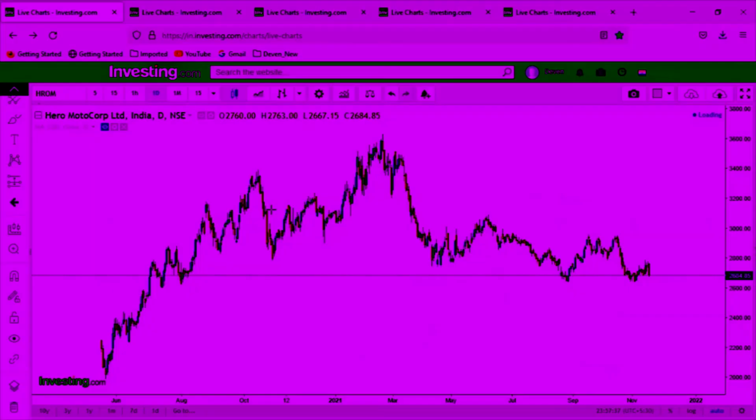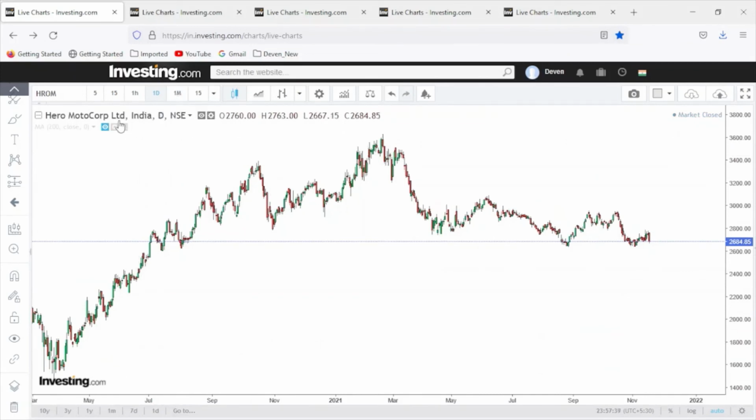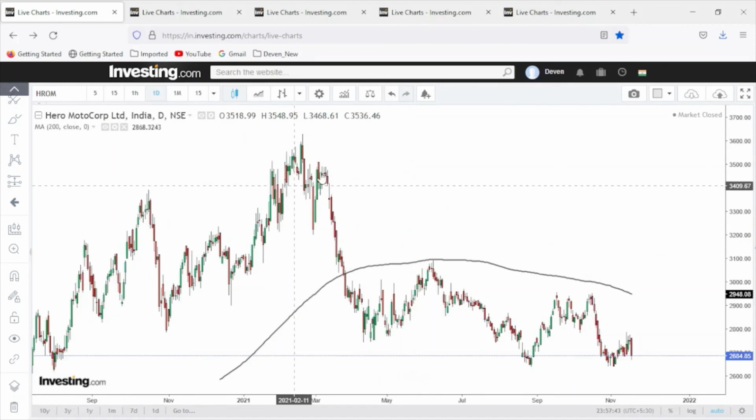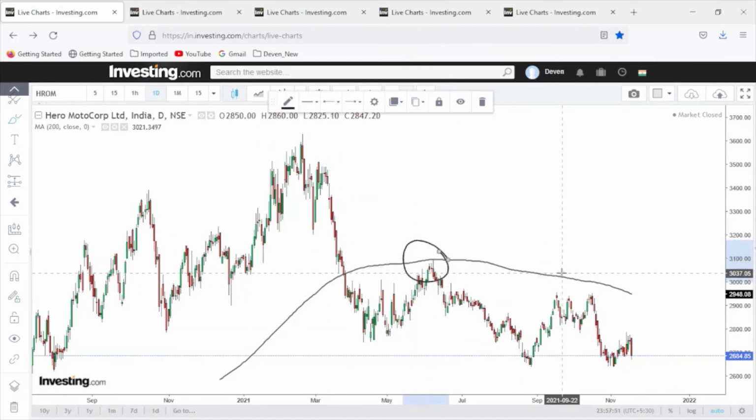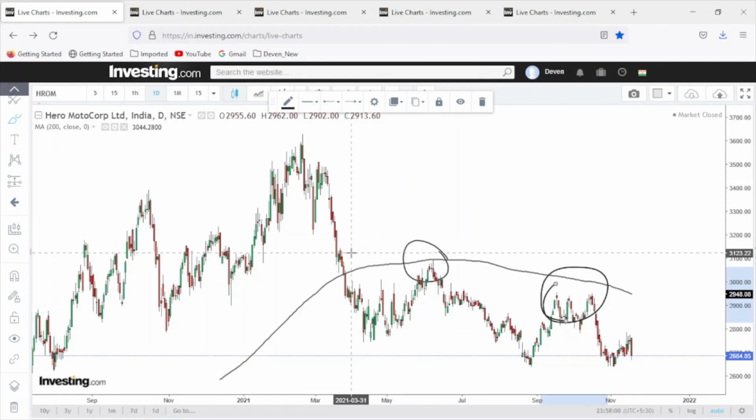What if we see a daily chart? In a daily chart, if you put just the 200 EMA, as you can see, people are selling at every bounce below the 200 EMA. Every bounce is considered to be a selling opportunity. So the 200 EMA is equally as important as the 50 EMA. The 200 EMA is rather the most important.